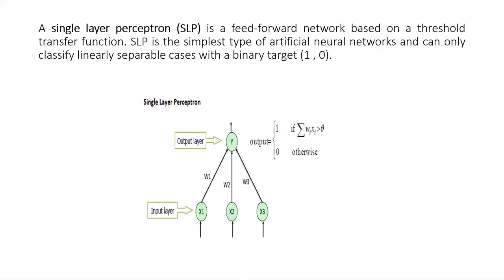Perceptron here. So what is a perceptron? First of all, we have to know about feed-forward networks. In the types of neural networks, we have feed-forward and feedback networks. Feed-forward means we propagate the values in the forward direction. That network we can call a feed-forward network.